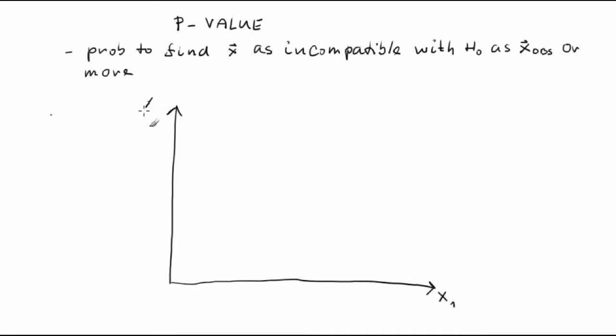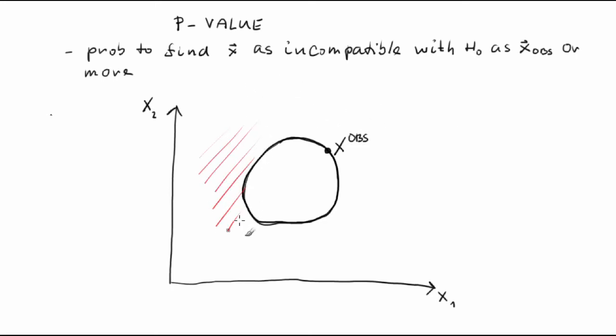In n dimensions, one needs to define hypersurfaces that each correspond to a set of x-vector points having equal compatibility with H0. Then the p-value is the integral of the PDF predicted by H0 over an area delimited by the hypersurface. Just make sure you pick the correct side.